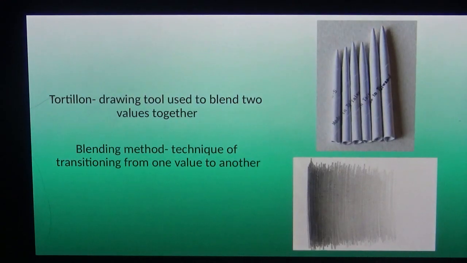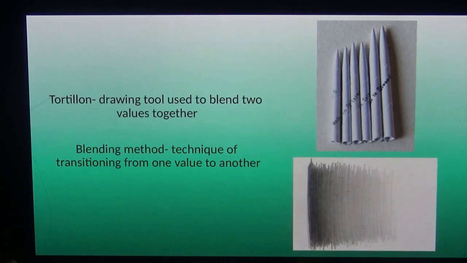Okay, so a drawing tool that we use to blend two values together is called a tortillon. And I know that that sounds kind of like tortilla. That's how some students remember it. They always say tortilla, but it's those little blending sticks that are over by the pencils in my art room, and basically you can just use them instead of your finger to blend two values together. I find it very helpful. It's basically just rolled up paper.